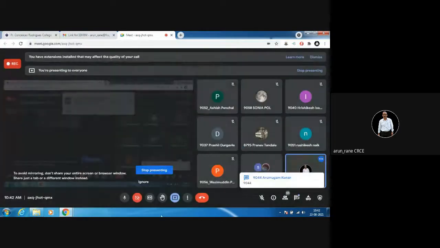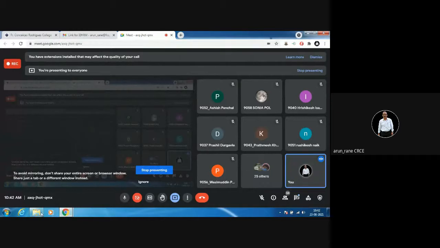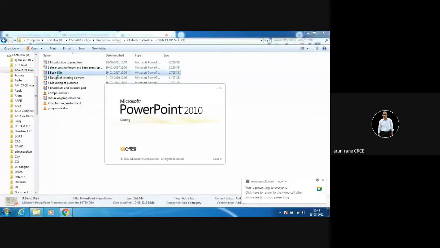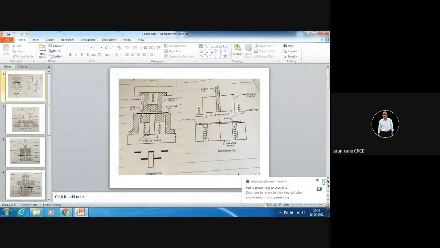Just to recap, and still some students are joining, doesn't matter. Go for basic dies. This also I touched upon. Basically, you have different types of dies like compound die, combination die, progressive die. Let us look at that. Many components you are not familiar with at this time, but just try to remember. In a compound die, two operations are done simultaneously at a single station.